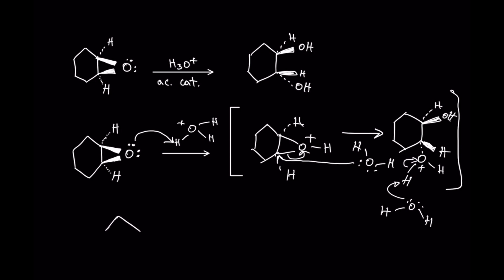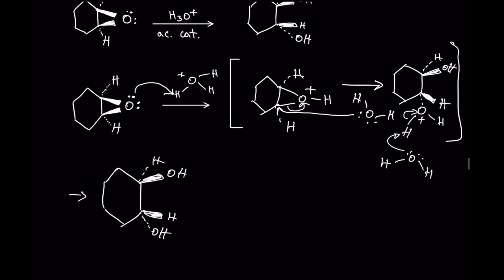So the final product is going to be a trans-diol. Okay? A trans-diol. Trans-1,2-cyclohexanediol, in case you wonder for the name. Okay, so now we learned a way to yield a diol in trans.